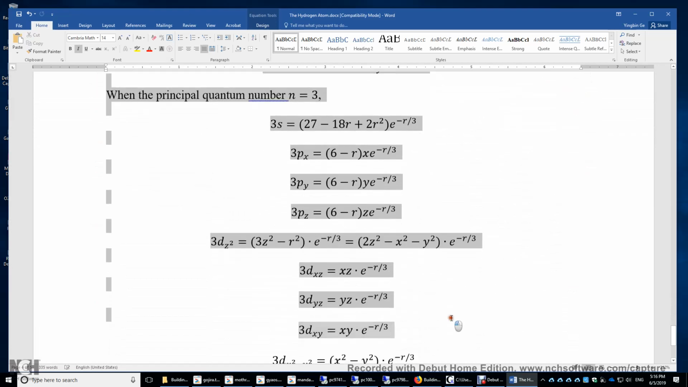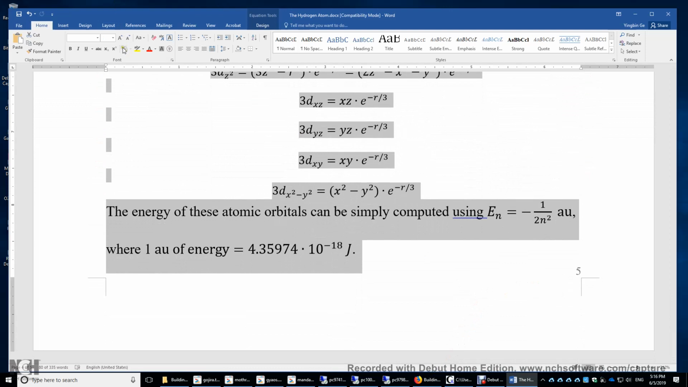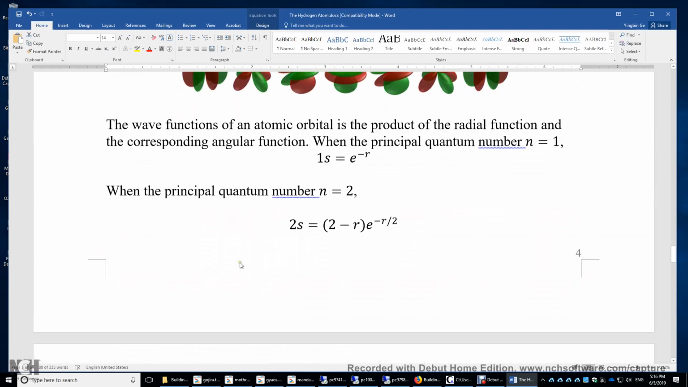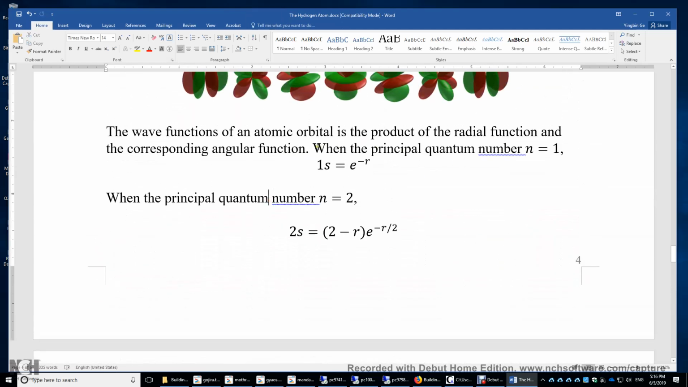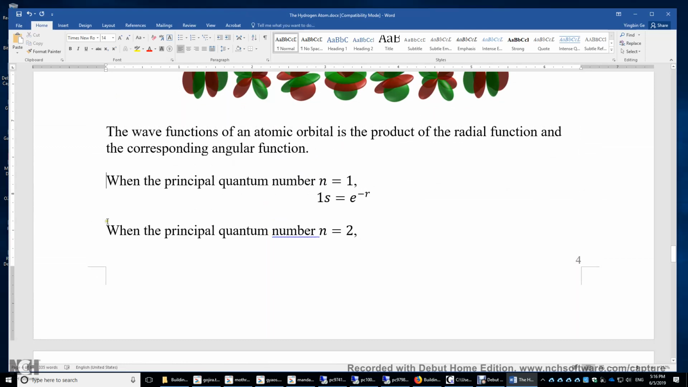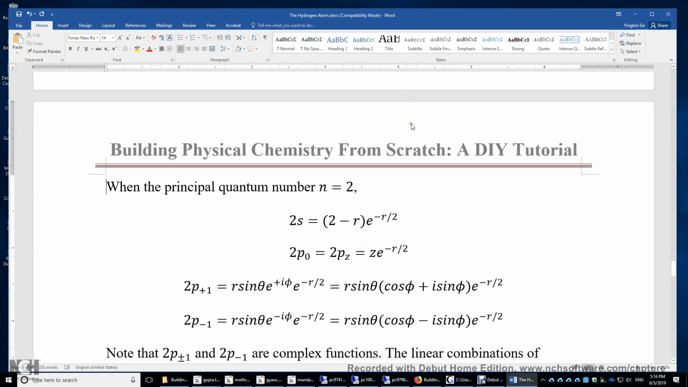How about the other atomic orbitals? So we have all other atomic orbitals right here. I'm going to use a larger font size to make it more clear. So again, L can be from 0 to n minus 1. So when n equals 2, L can be 0, L can be 1.